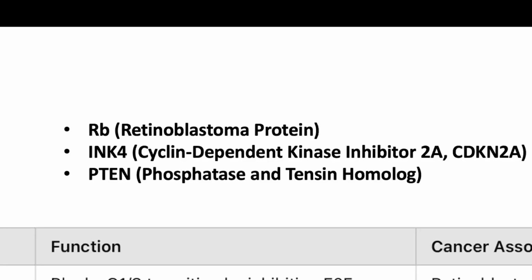They work in concert to prevent uncontrolled cell division and tumor growth. Their mutations are frequently seen in cancers, making them key targets for cancer therapy. So in cancer therapy, most of the time the chemotherapies and drug inhibitors target these proteins like P53, RB, INK4, and P10, so that the uncontrolled cell division can be stopped.